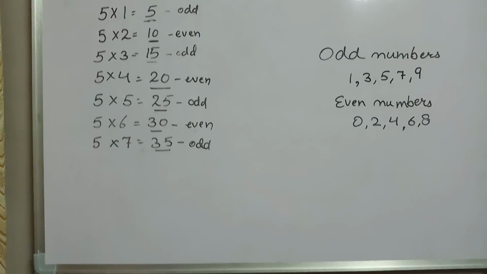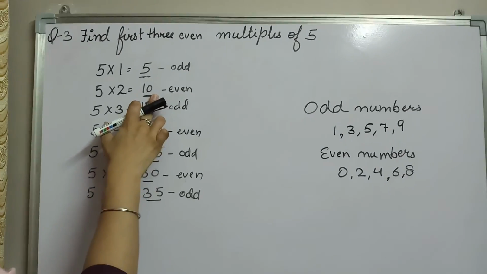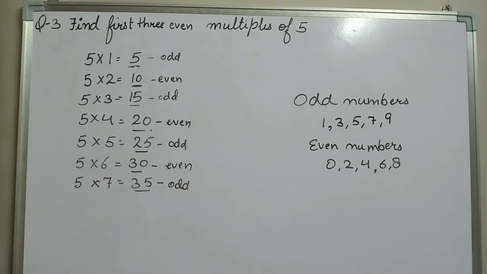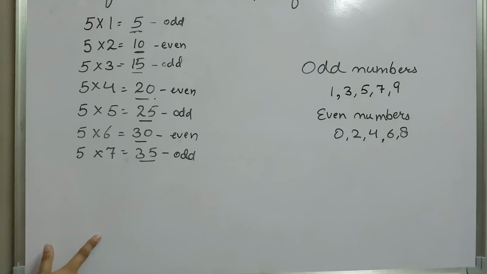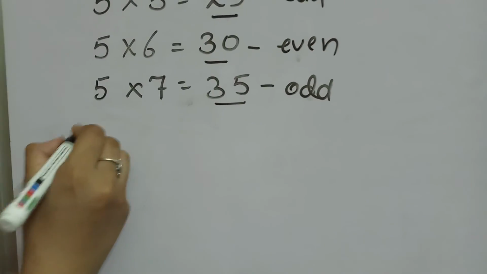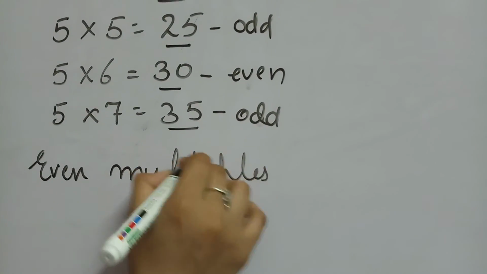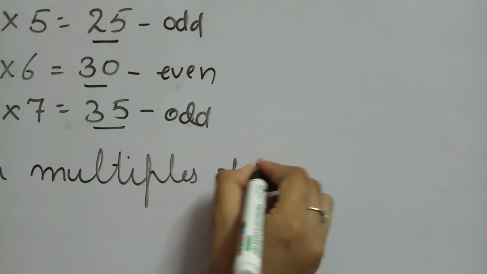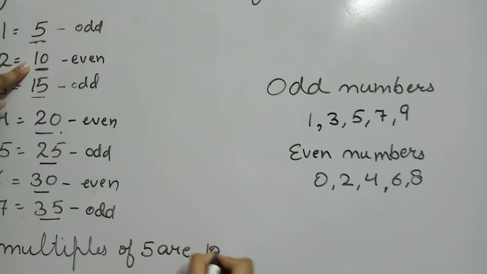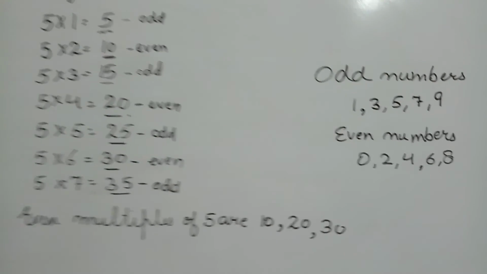So children, how many even multiples do we have to take? Only 3. So first even multiple is 10, then 20 and then 30. So we are having 3 even multiples. So we will not write down the table further. So now we will write down here, even multiples of 5 are, first even multiple is 10, then 20 and then 30. So these are your multiples.